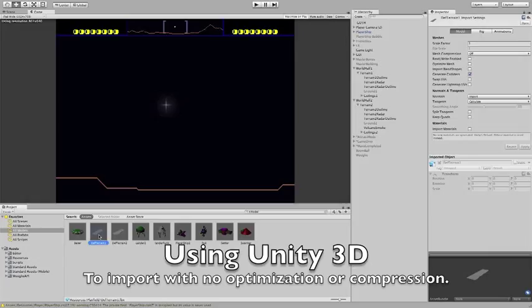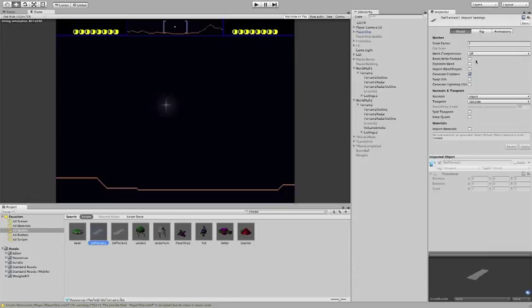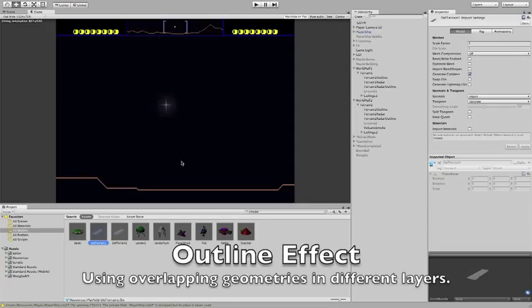the exported FBXs, and I just set generate colliders on it. I turned off the mesh compression, and I turned off the optimization. Maybe I'll put those back on, but I was getting some weird artifacts in the way that it was rendering, so I turned that off. To get the outline effect was pretty easy.